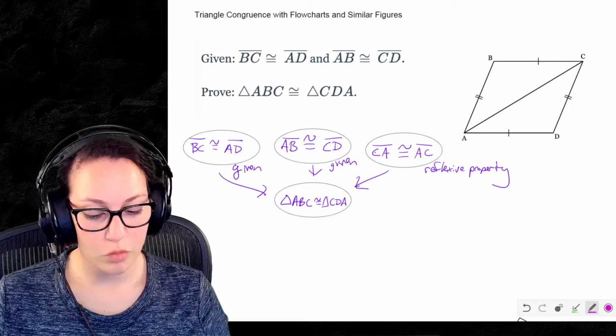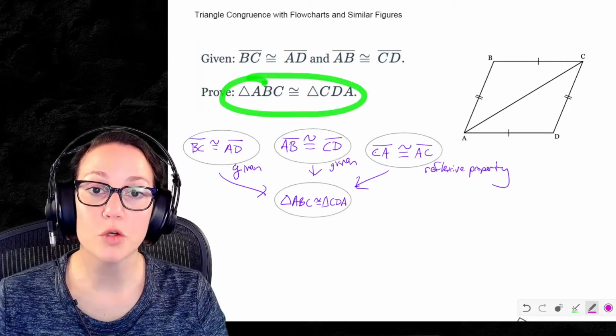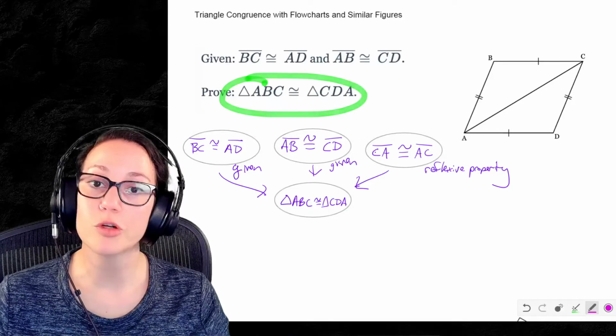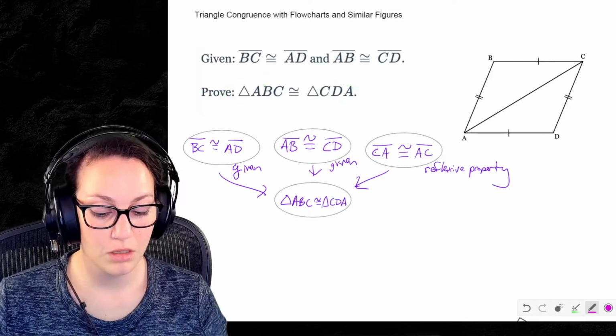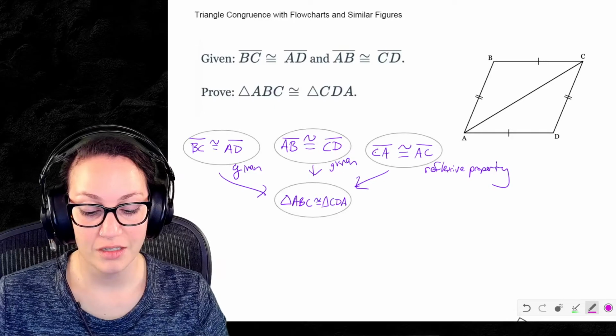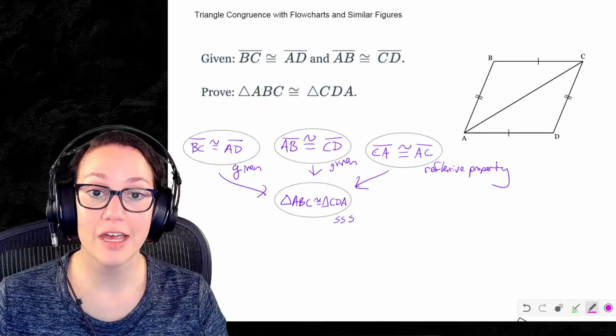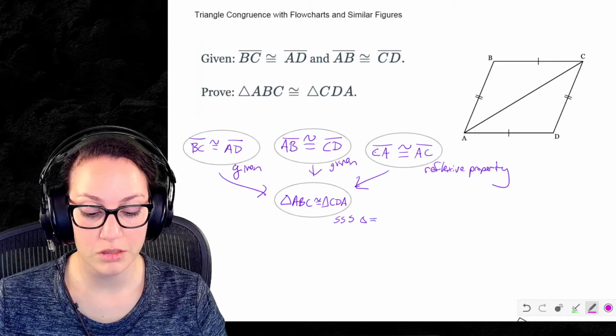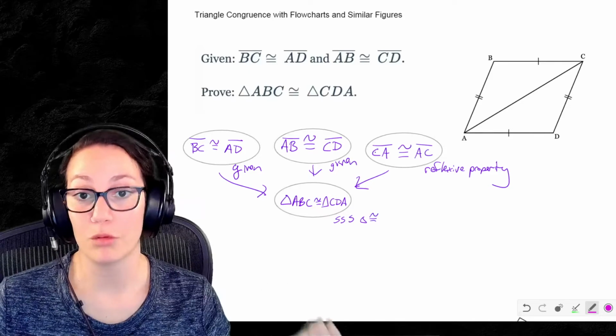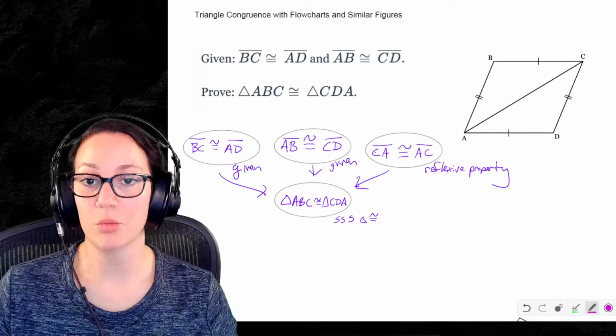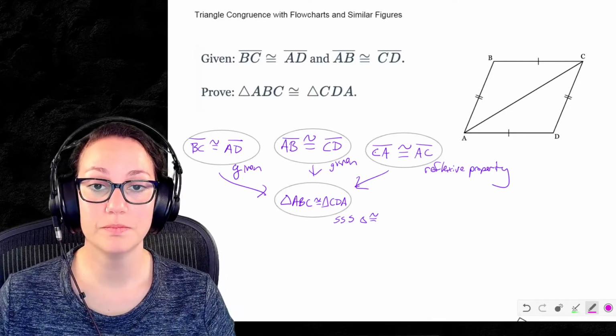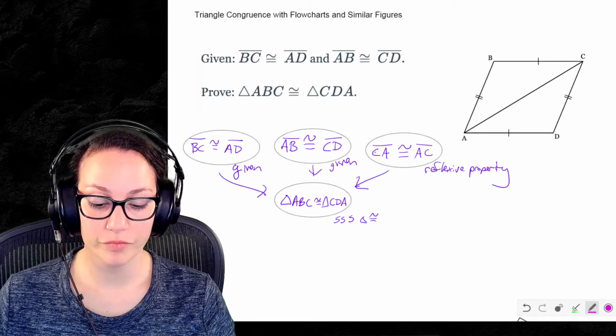Okay, so we've got what we're trying to prove. Triangle ABC is congruent to triangle CDA. And the reason for that is side, side, side, triangle congruence. Right? We had three sides. That's the theorem we use.